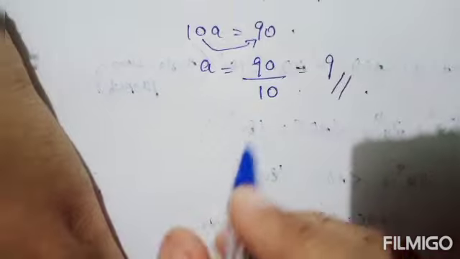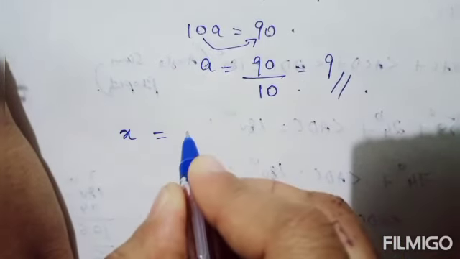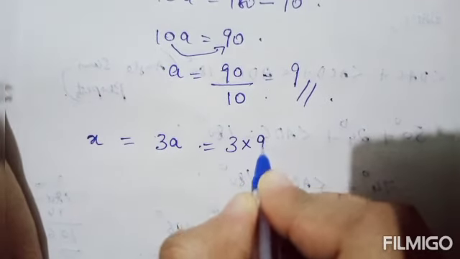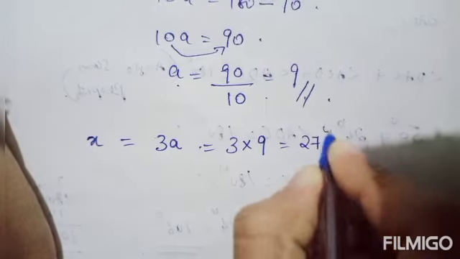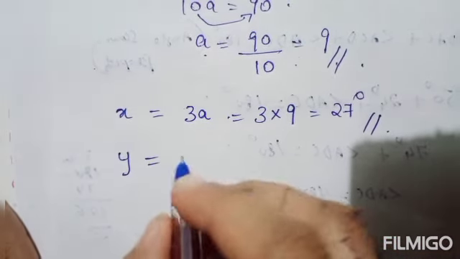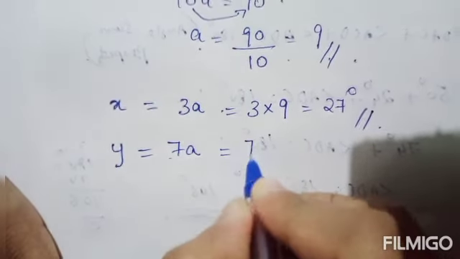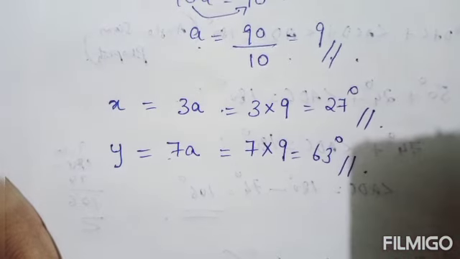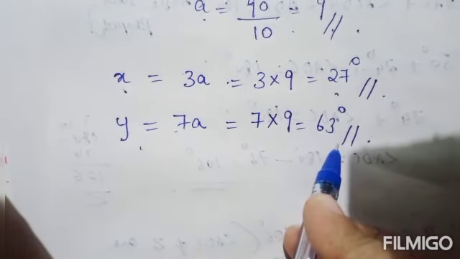Okay, so you can find x and y now. X equal to 3a, that is 3 into 9, value of a we got 9. So 3 into 9 is 27 degree. This is x. Now how can you find y? y equal to 7a, so 7 into 9, you will get 63 degree. So x equal to 27 degree and y equal to 63 degree.